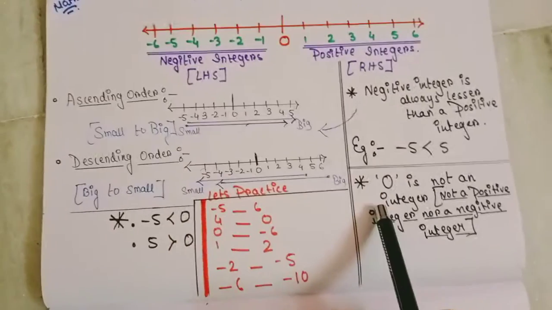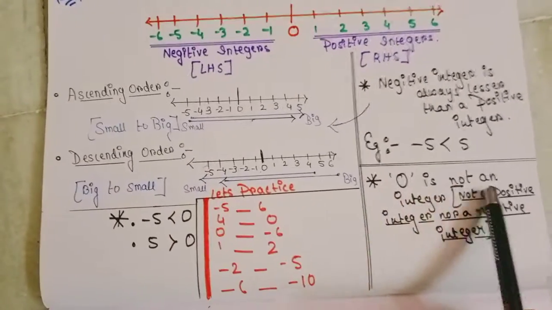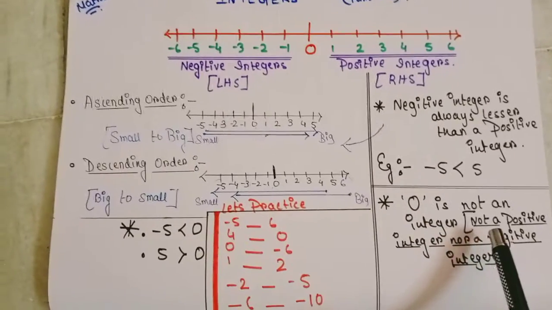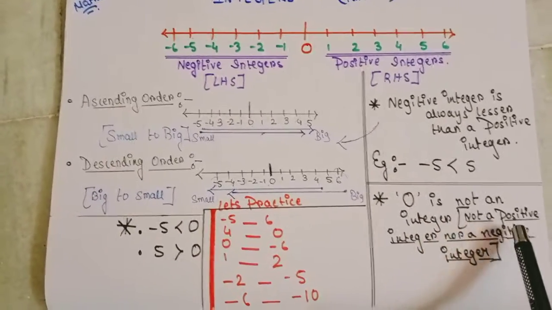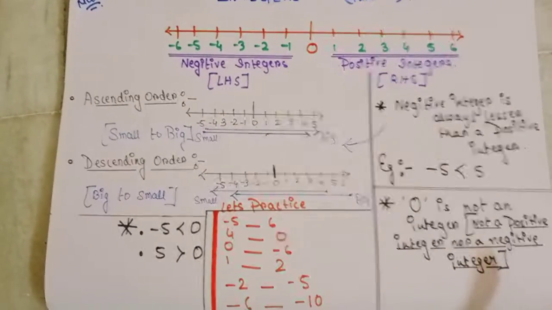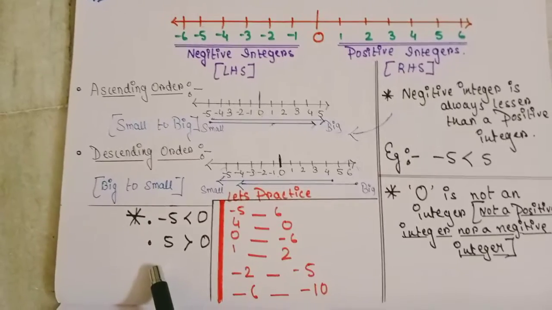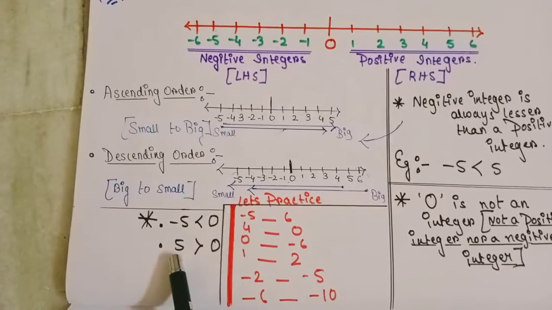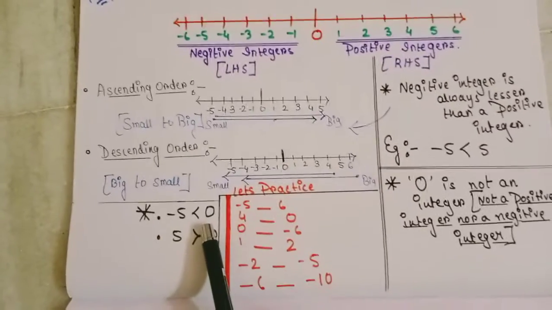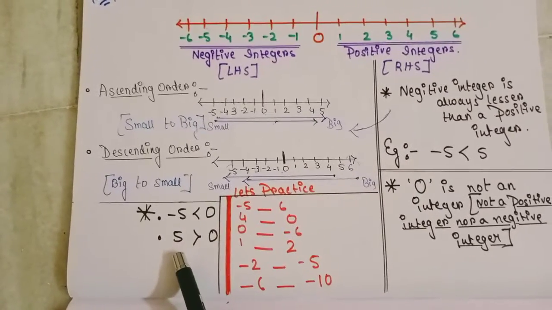Another theory is about 0. 0 is not an integer, as we learnt in Part 1. It is neither a positive integer nor a negative integer. I have given some examples that you can see: -5 is smaller than 0, and +5 is greater than 0.